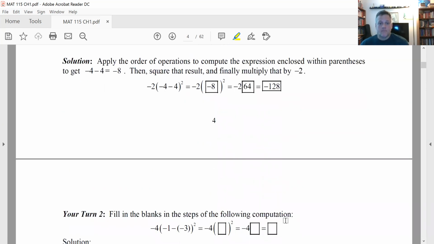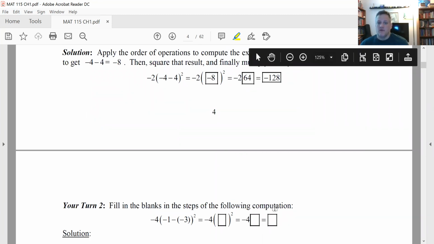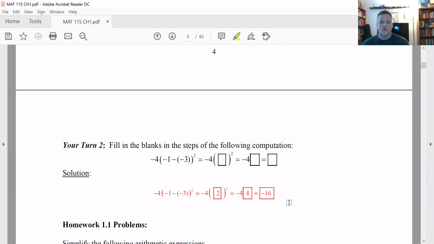Okay. All right, and then I'll let you do the your turn on your own. Basically, it's the same process as that. It'll be some good practice for you, right? So you can do that and then check yourself afterwards.